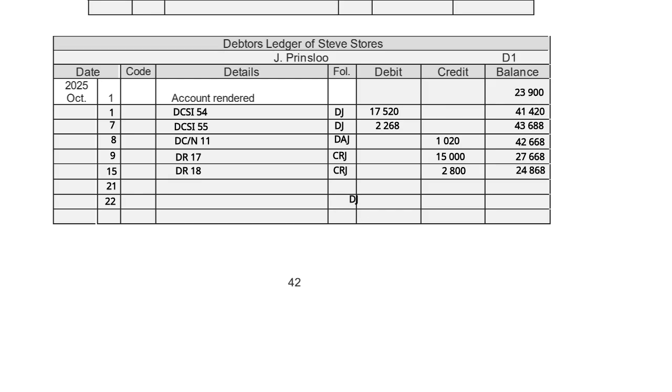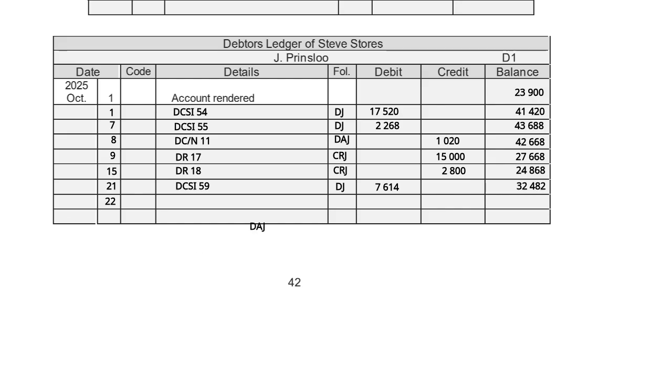We know a credit sale will be my debtors journal. It's my duplicate credit sales invoice 59. The debt now goes up, so it's debited with 7614, and now the balance is slightly higher, 32,482. And then the last entry on the 22nd, return of merchandise Prinsloo 2760.